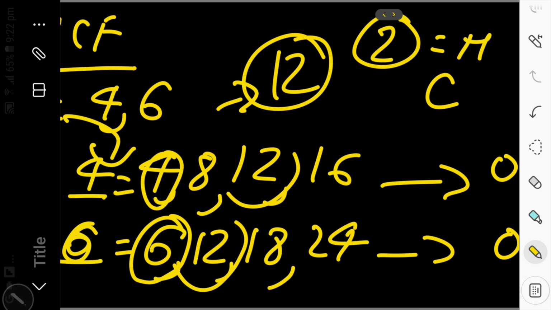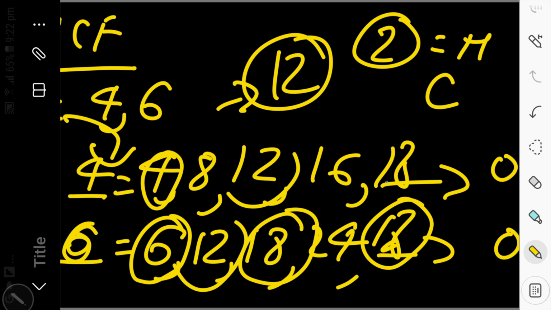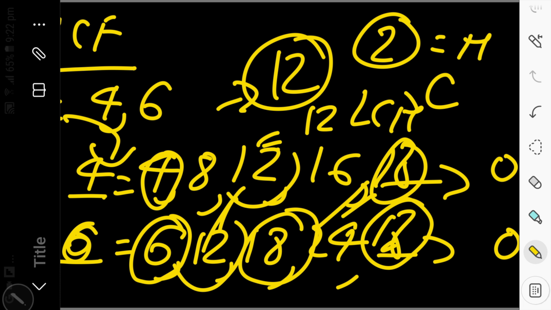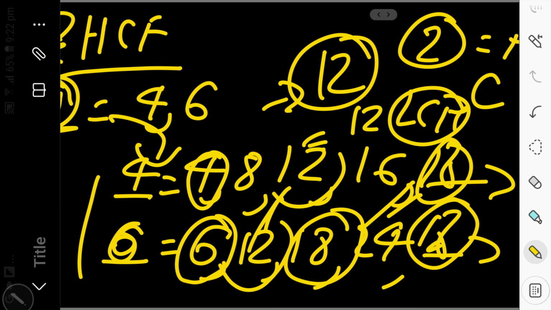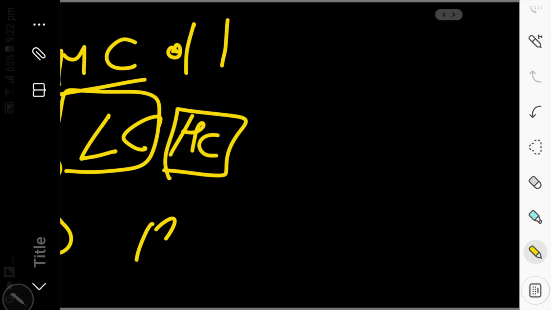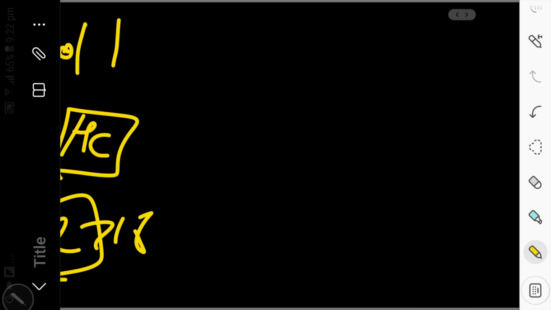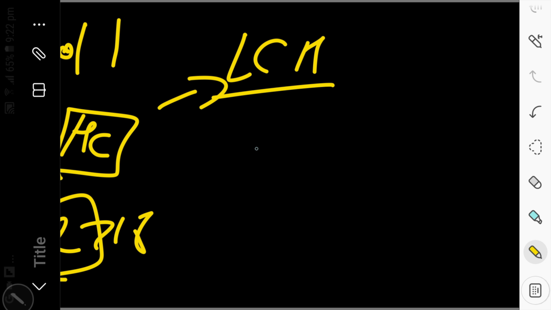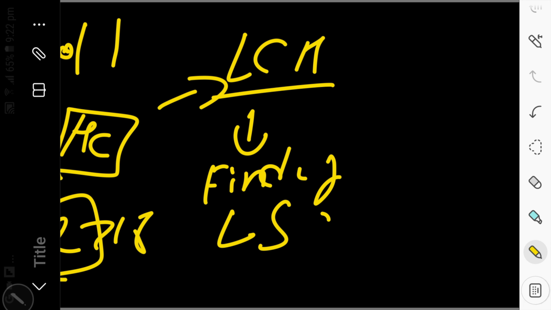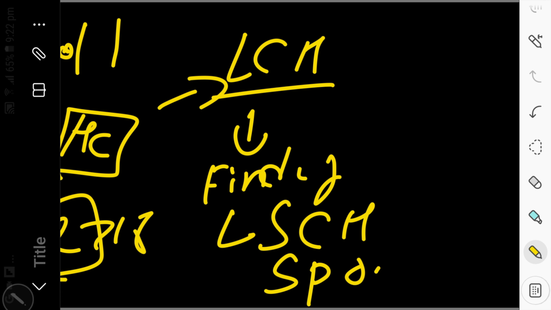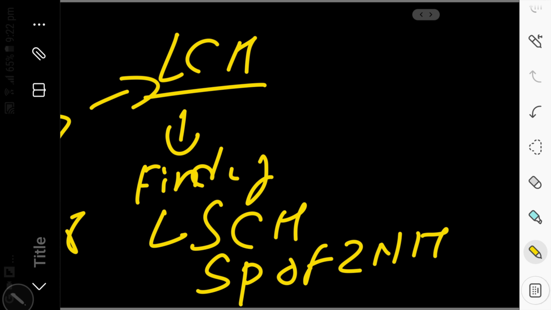For example, let's say hypothetically there was 18 and 18 here, 18 here. Now even though there are two common factors, we will choose 12 as the least common multiple because it is the smallest. 12 is smaller than 18. That's why we choose 12. So in summary, LCM means finding the least or smallest common multiple. Finding the smallest common multiple.